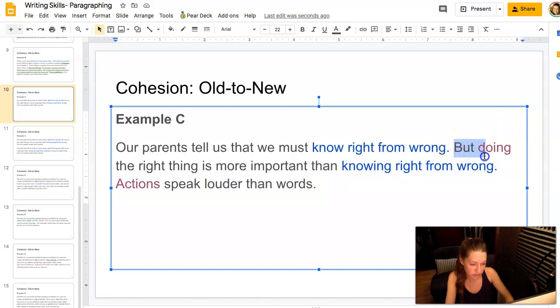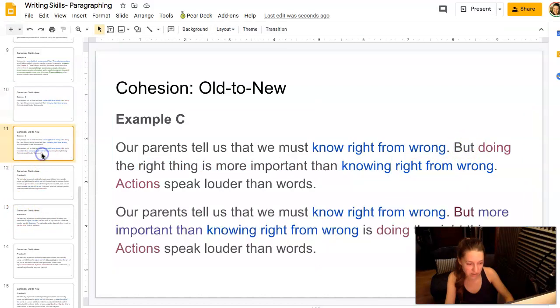So can you rearrange this sentence to put this before that? Well, here is how I did it. So compare and contrast these two ways. Which one is more readable as far as a progression of ideas goes? Our parents tell us that we must know right from wrong, but more important than knowing right from wrong is doing the right thing. Actions speak louder than words.